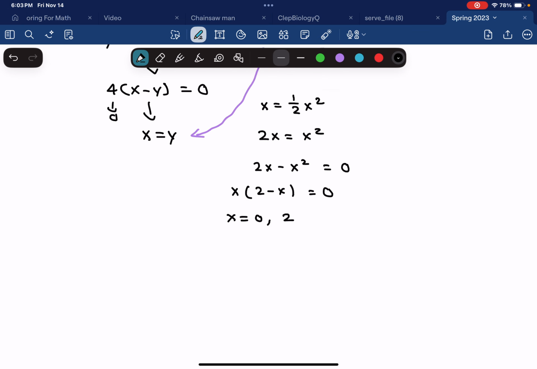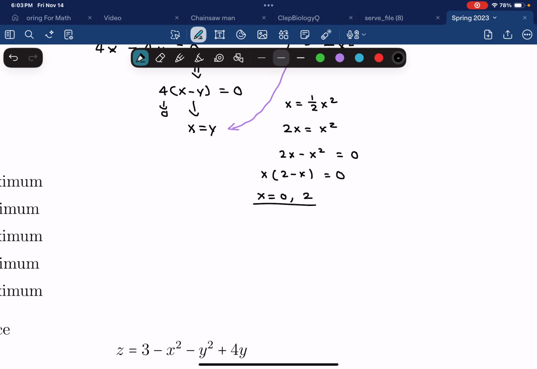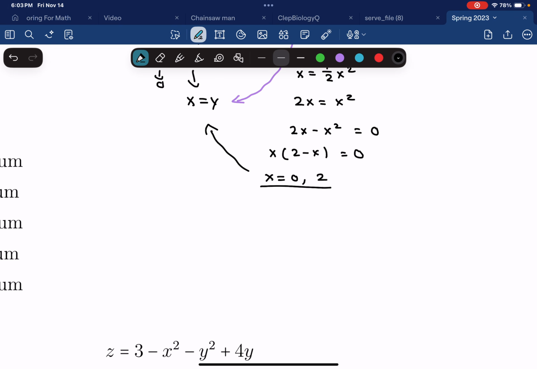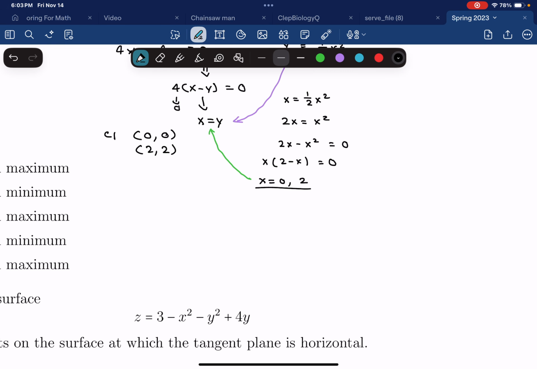So now that we have our 2 x values, let's plug them back into here. So since we know that, I'm going to use a different color. Since we know that x is equal to y, we can say that our critical points are at the point 0 for x, 0 for y, and then 2 for x, 2 for y. So these are our 2 critical points, (0, 0) and (2, 2).